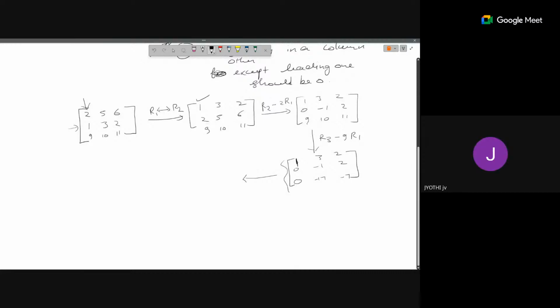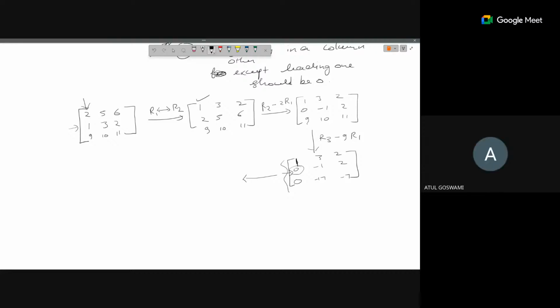First, this is the leading entry because it is non-zero, and the leading entry should be 1. This is the first condition, which is satisfied here, since it is 1. Now the second point: the leading entry in the second row should be to the right of the previous leading entry. That means in the second row, it should be in the second column.